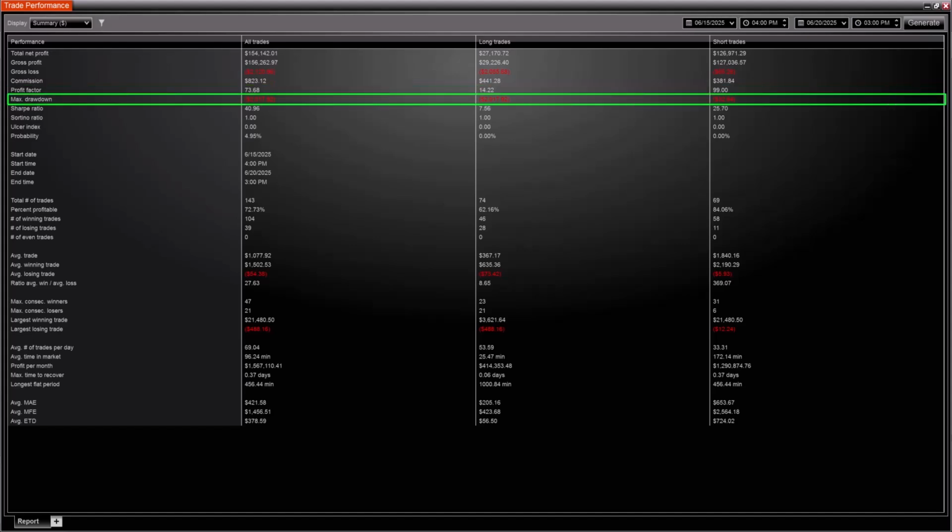NinjaTrader calculates max drawdown by taking the largest peak-to-valley decline in your equity curve before a new high is made. What it actually represents in Triangulation is a brief moment during our order entry method, where cumulative unrealized P&L dipped before the trade sequence was completed and exited profitably.